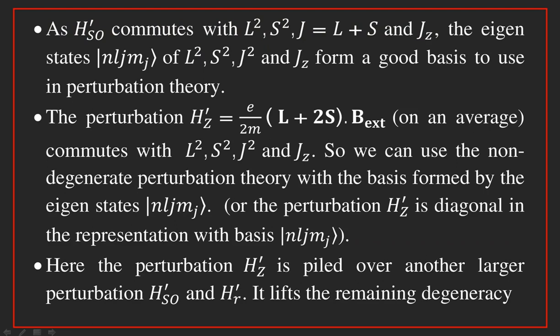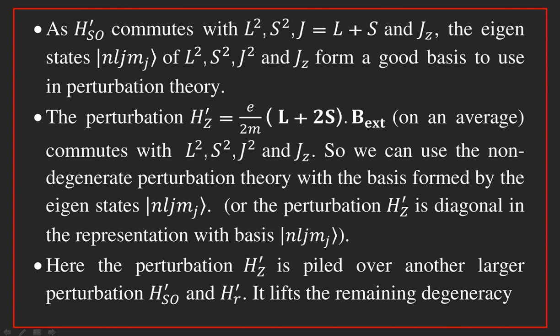Here for the spin orbit coupling, as we discussed in the last class, the eigenstates of L square, S square, J square, that is total angular momentum, and Jz, called n l j m_j, are also eigenstates of this H' of SO, the spin orbit interaction term. It commutes with these operators L square, S square, J square, and Jz. So this forms a good basis for use in perturbation theory.